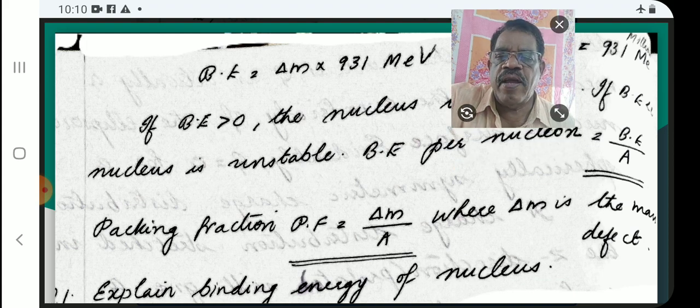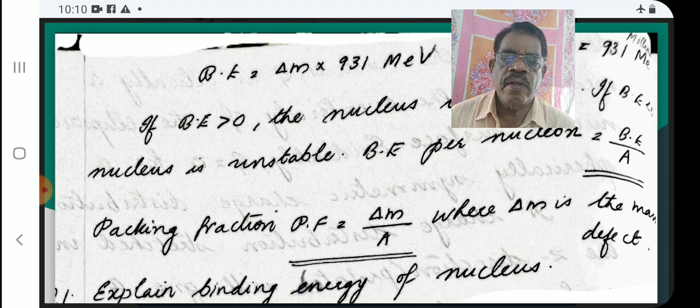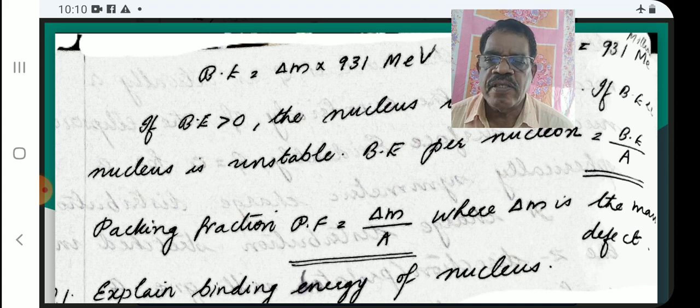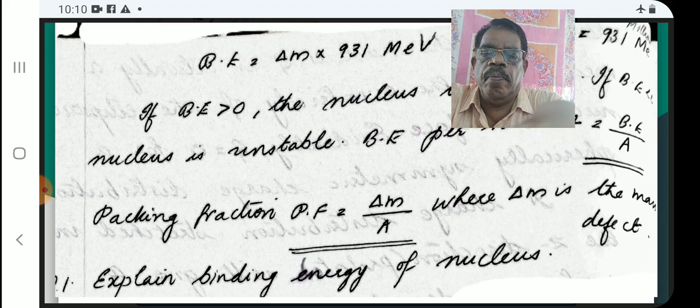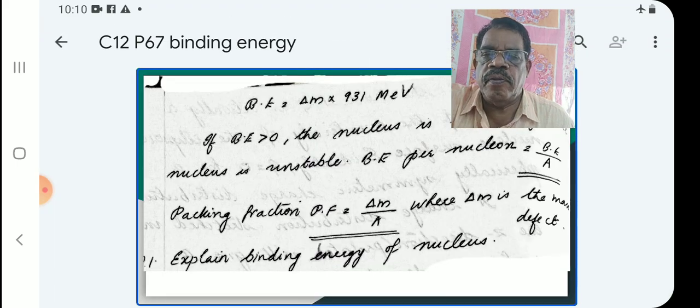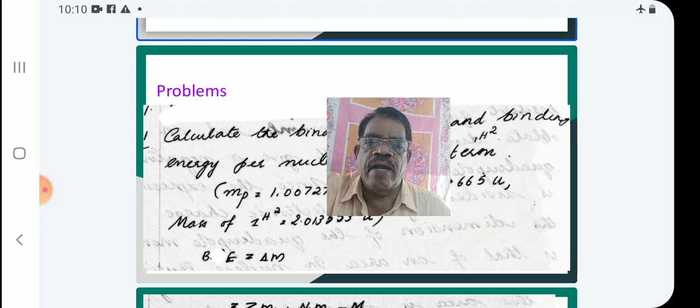Then there is a term packing fraction that we have seen earlier. Packing fraction PF is delta M by A. Mass defect by mass number is called a packing fraction, where delta M is the mass defect. So the question is, explain binding energy of nucleus, and also binding energy per nucleon. And there are a few problems.